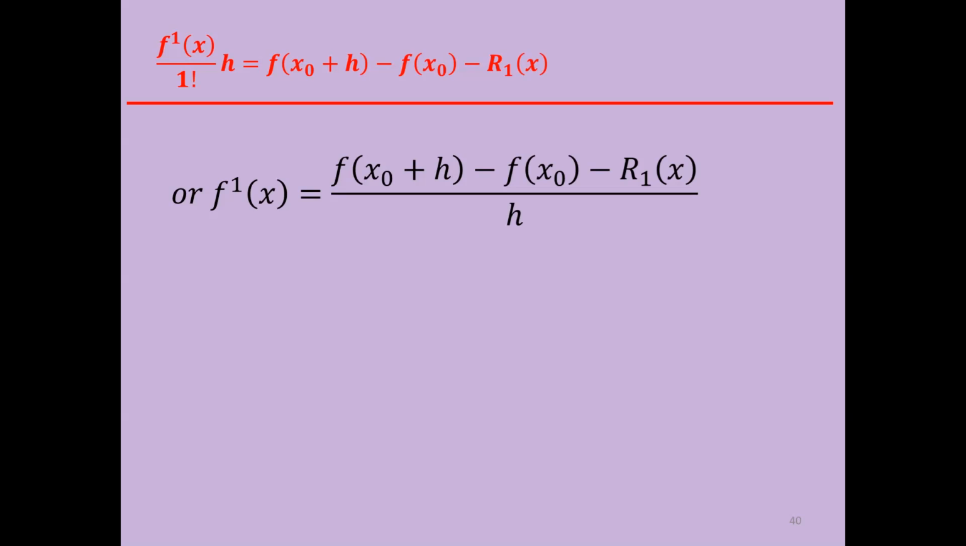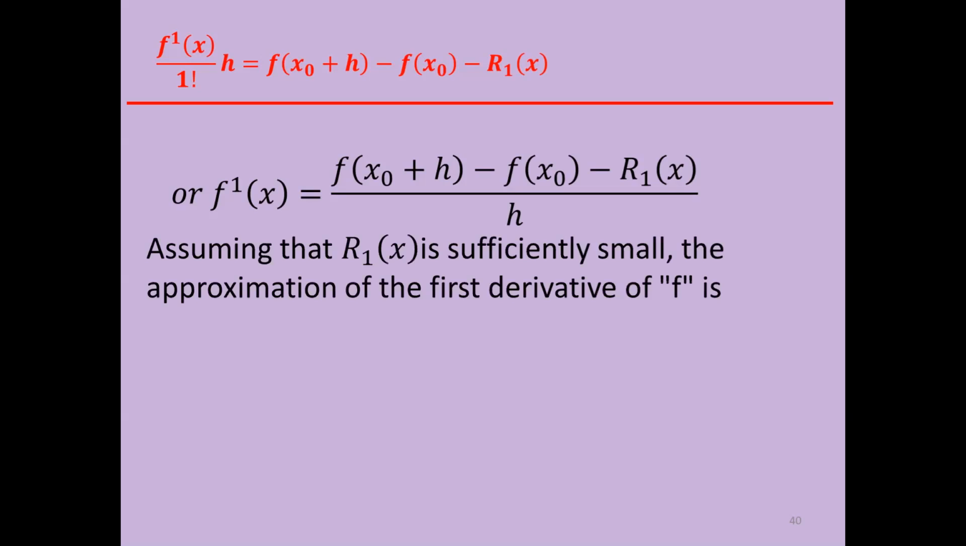So the error in this particular first order differential is not r1x, but it is r1x divided by h. Assuming that r1x is sufficiently small, the approximation of the first derivative of f is given by the expression on display now.